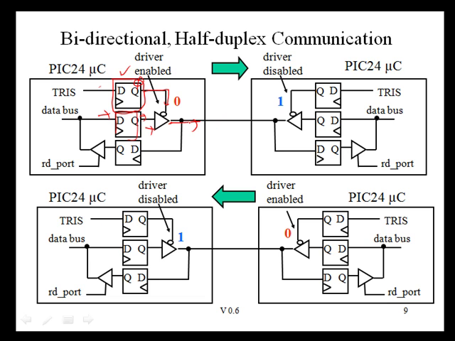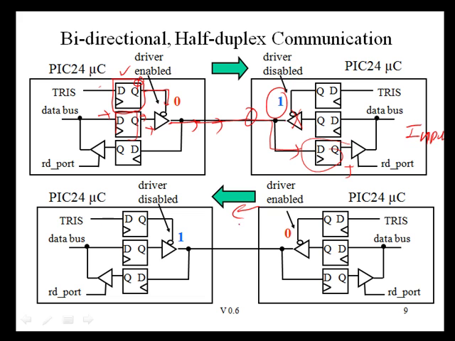output. If I actually wanted to send this bit to another PIC, I would need to configure this pin here as an input. In order to configure it as an input, I would need to set this TRIS bit here to a 1, which means that this buffer here is going to be disabled. It's like it's physically disconnected from this. So whatever I drive here would come in here, and I would actually see it when I would read this particular port.